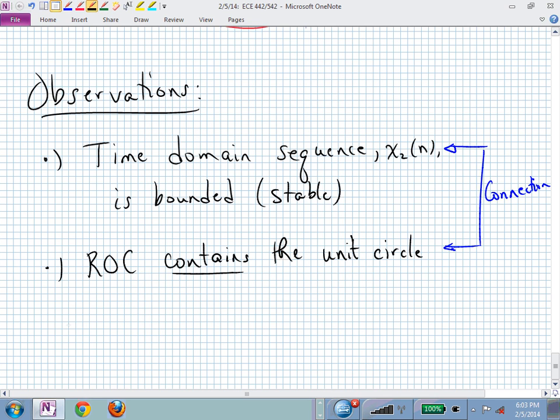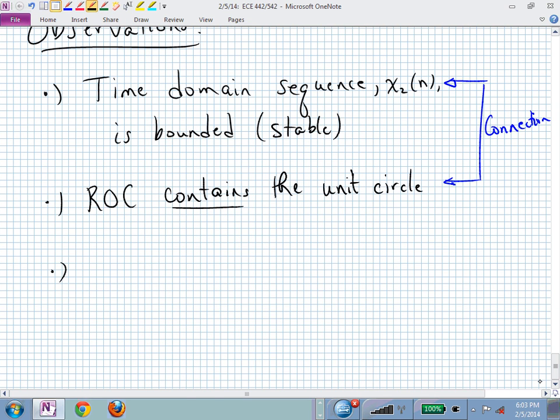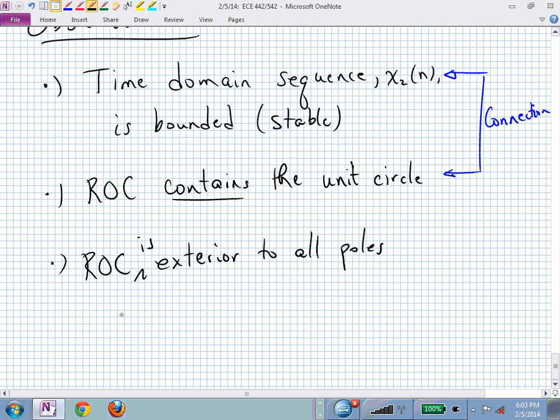The other point that we can make is that the region of convergence is exterior to all the poles. In this case, we only have one pole, but that's all of the poles, and that actually corresponded to a right-sided sequence, or a causal sequence.